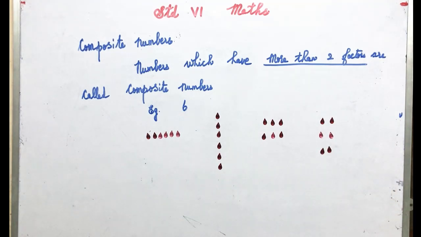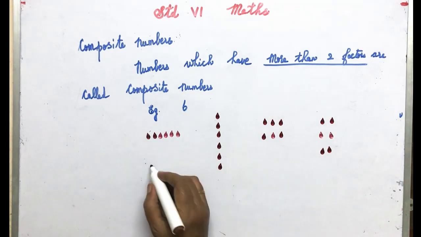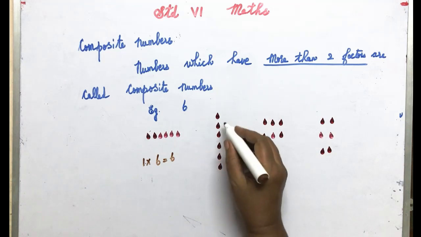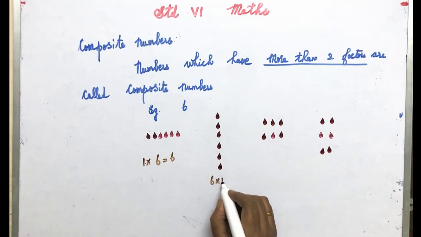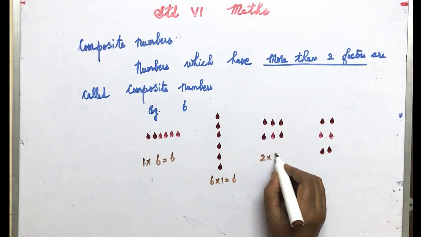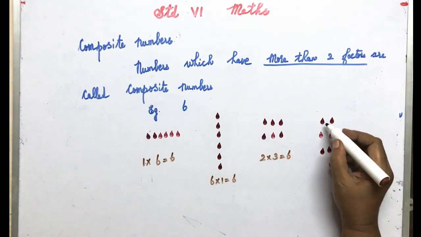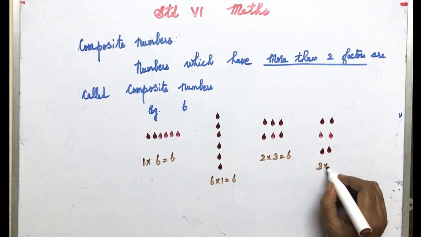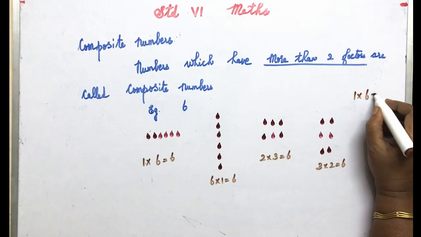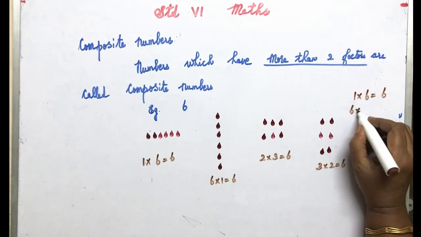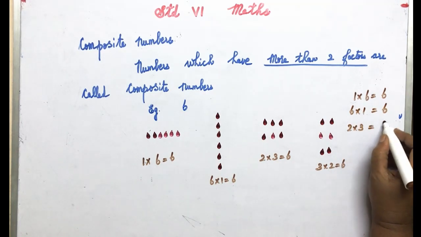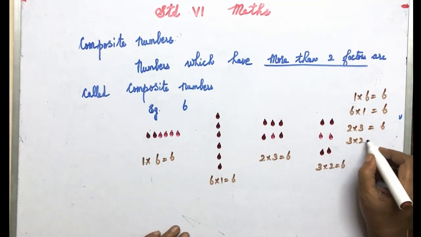So how can we write this now? This is 1 row. So 1 into 6 is equal to 6, and here we have 6 rows. So 6 into 1 is equal to 6. Here we are having 2 rows. So 2 into 3 is equal to 6. Here we have 3 rows. So 3 into 2 is equal to 6. So these are the possible ways. So 1 into 6 is equal to 6, 6 into 1 is equal to 6, 2 into 3 is equal to 6, and 3 into 2 equal to 6.